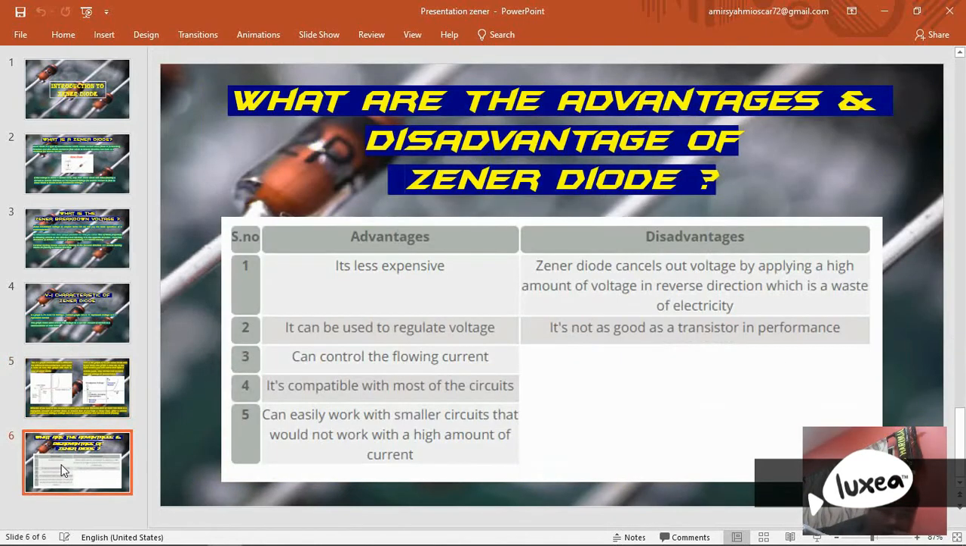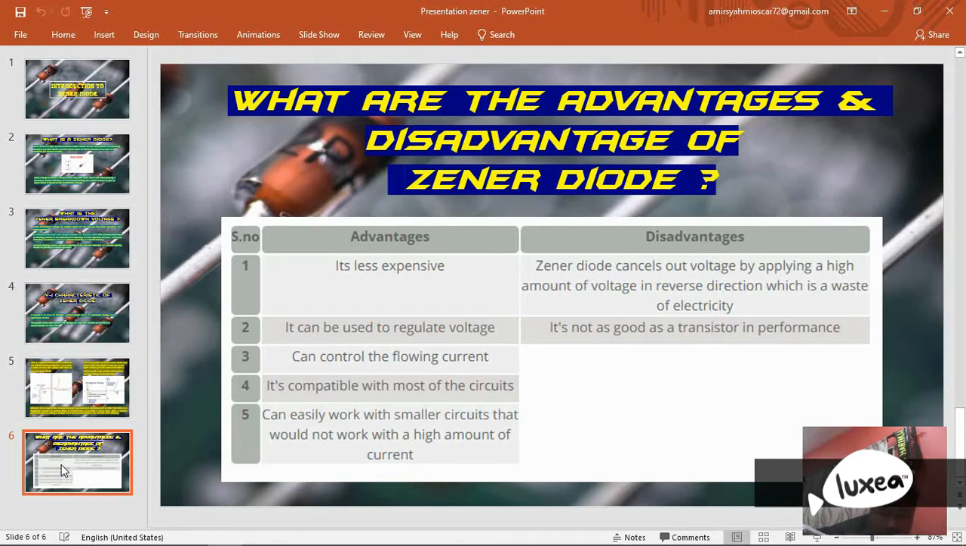Lastly, I hope to share the advantages and disadvantages of the Zener diode. First, I would like to share the advantages. There are 5 advantages: it is less expensive, it can be used to regulate voltage, it can also control the flowing current, it is compatible with most circuits, and lastly, it can easily work with smaller circuits that would not work with a high amount of current.